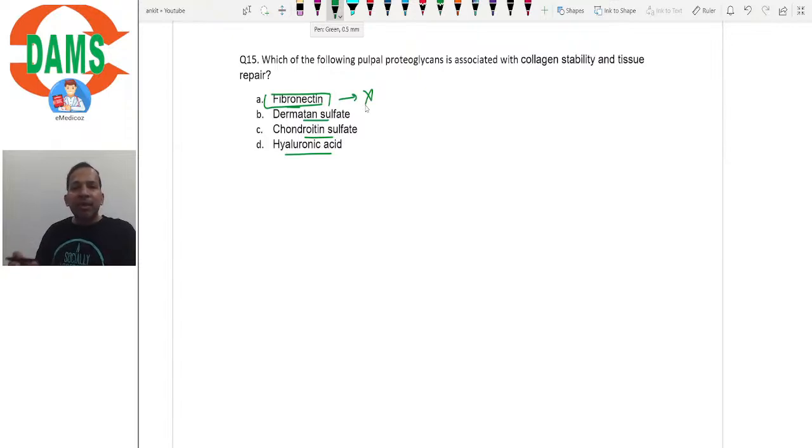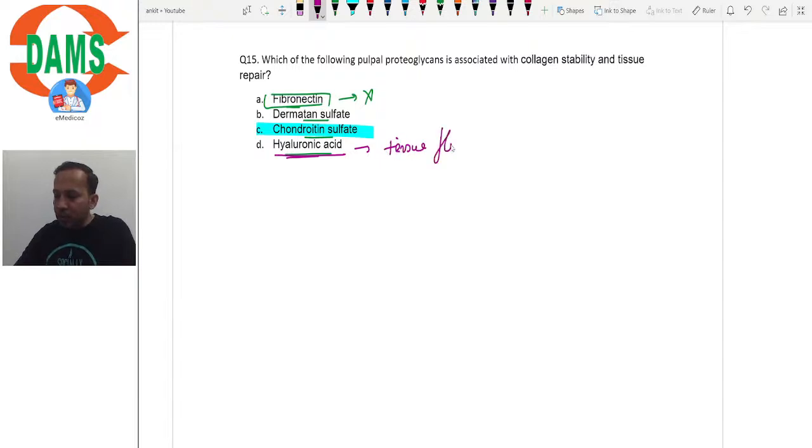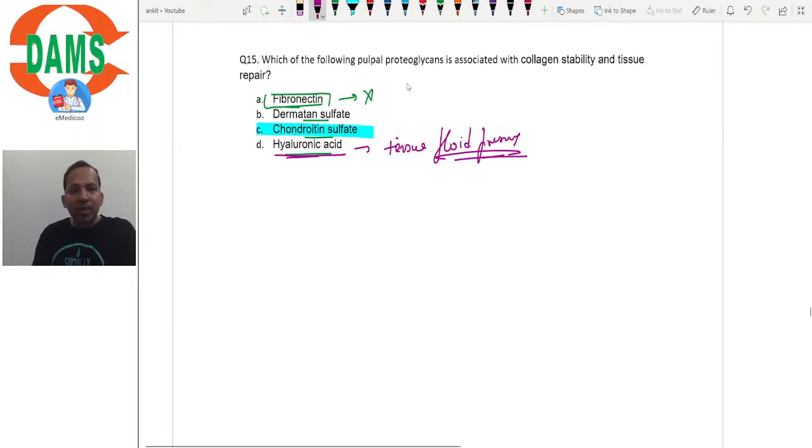Dermatan sulfate, chondroitin sulfate, and hyaluronic acid. So which of these is the correct answer? And the correct answer here would be chondroitin sulfate, right? So chondroitin sulfate helps in the collagen stability and tissue repair. Is it clear? And there is another one, hyaluronic acid. So hyaluronic acid, basically it helps in tissue fluid pressure. It maintains the tissue fluid pressure. Very good, Bhavna. Very good, Shailesh. It's option C, chondroitin sulfate, right?